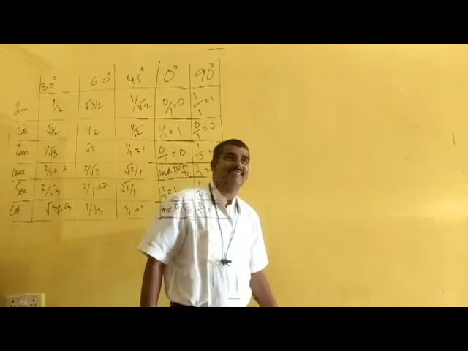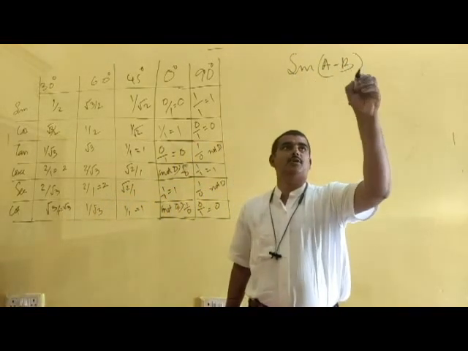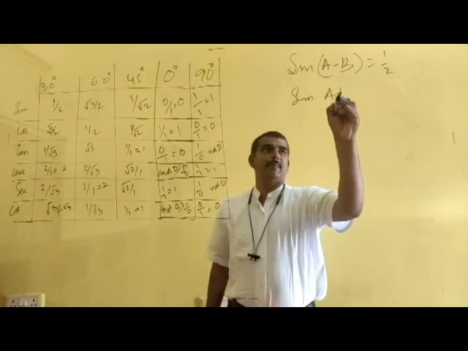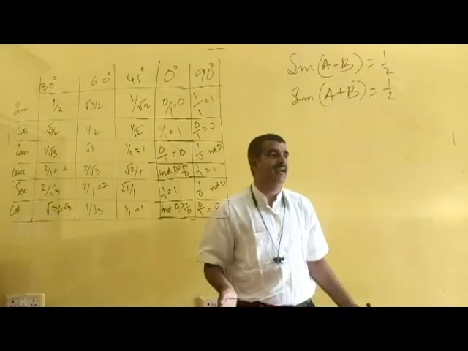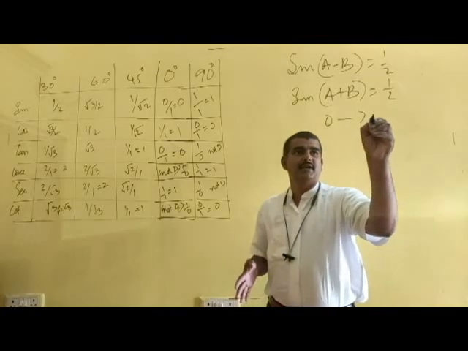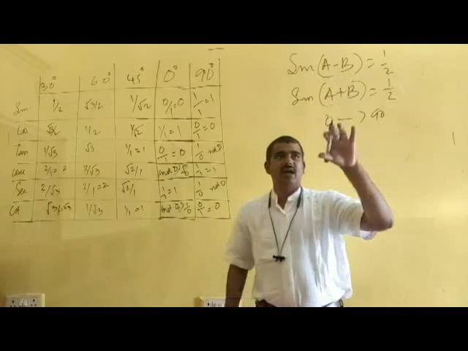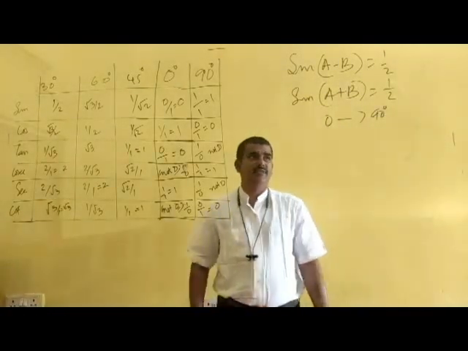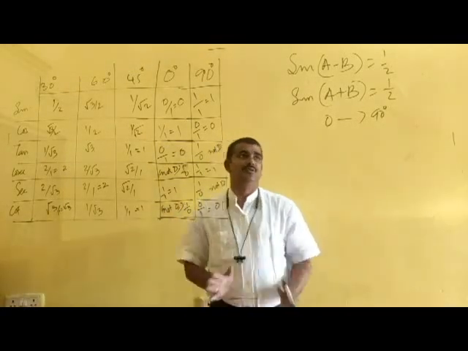So now the next question: sin (A minus B) is equal to 1 by 2 and cos (A plus B) is equal to 1 by 2. This A plus B and A minus B both are in the limit 0 to 90 degree. If it is like that, what is A and what is B, you have to find.